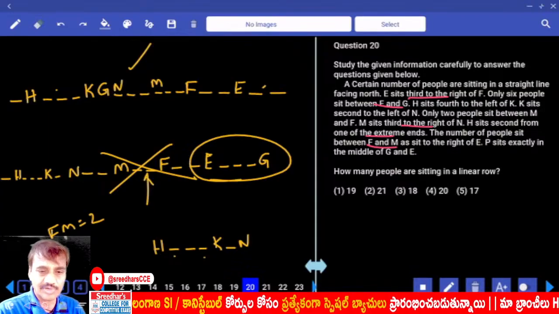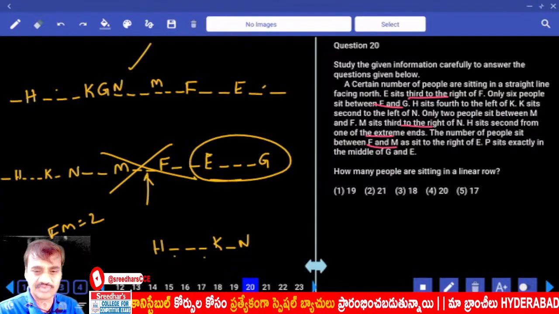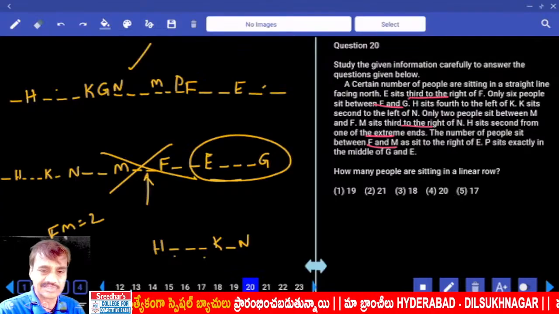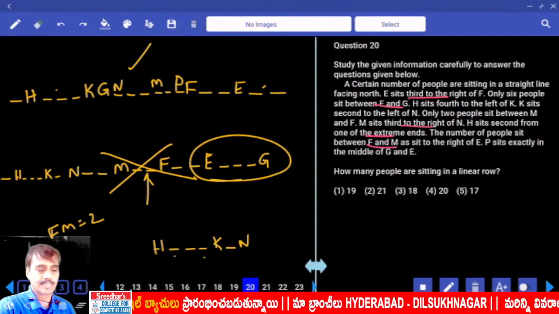Then P sits exactly in the middle of G and E. P is exactly in the middle. 1, 2, 3, 4, 5, 6, 7, 8, 9. 9 means 1, 2, 3, 4, 5. Now P is exactly in between this one.